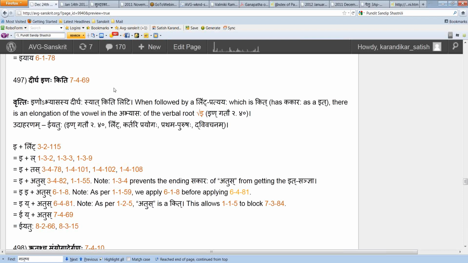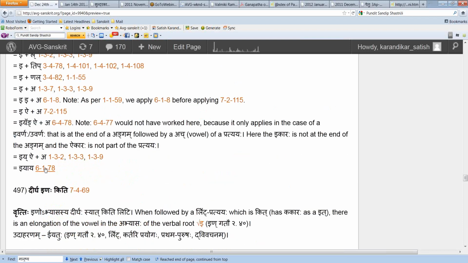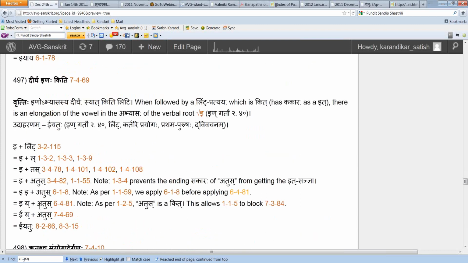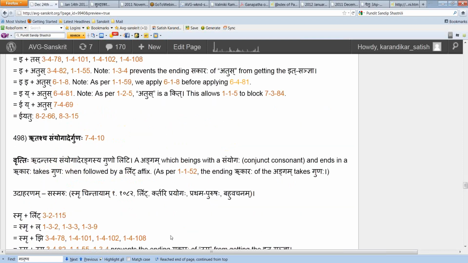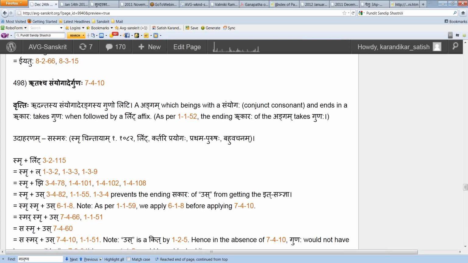As I said in the prior example, we had the pratyaya null. That null pratyaya is not a kit because it's a pit pratyaya, which came in place of tip. So that time we could not use dirgha in a kiti. But now we have dvivachanam, atus is a kit pratyaya, asanyoga lit kit. So we'll now get the iyatuhu dirgha adesha, because the ikara of the dhatu in gatau is followed by a lit pratyaya, which is kit. So we get iyatuhu.